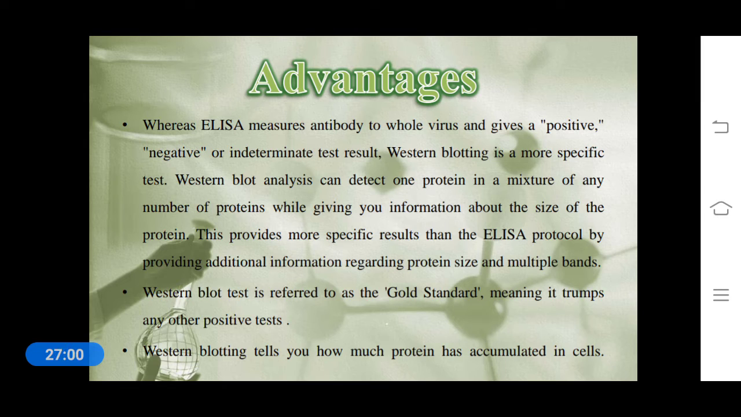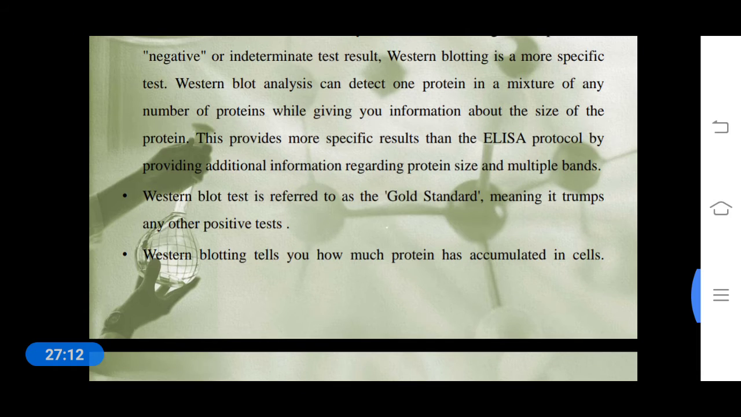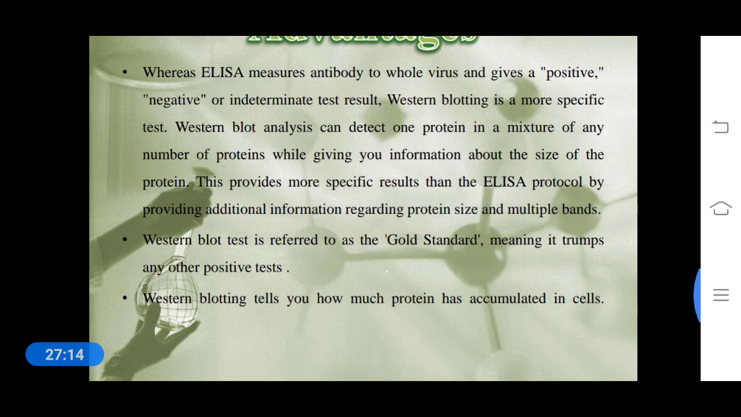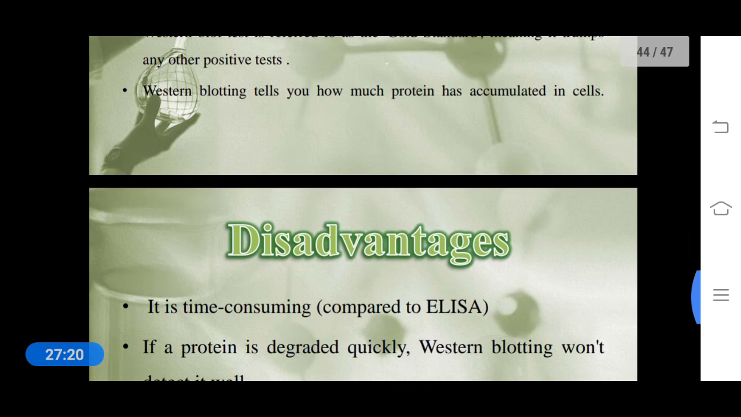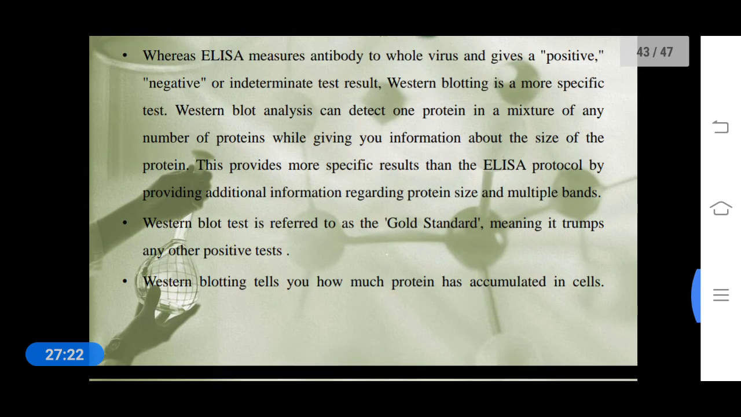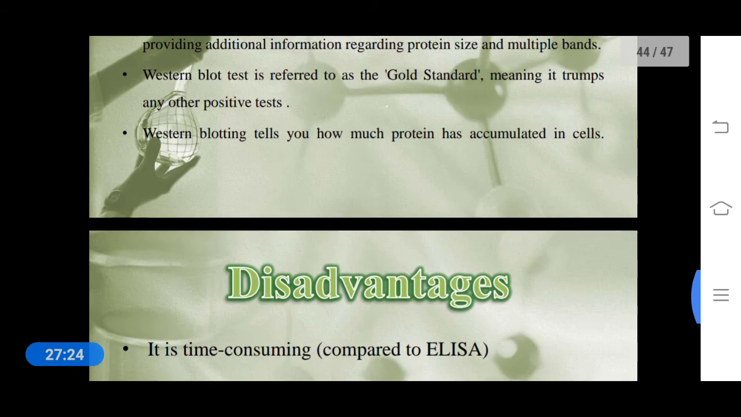And the Western blot test is referred to as the gold standard, meaning it trumps any other positive tests. That means this is a standard test, and it will give 100% accurate results. Western blotting tells you how much protein has accumulated in cells also. Here the quantity of the protein can also be detected.